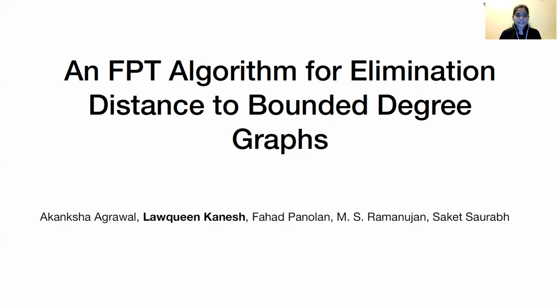Thank you for the introduction. Hello, everyone. So I'll present an FPT algorithm for elimination distance to bounded degree graphs. This is joint work with Akansha Agrawal, Fahad Panolan, M. S. Ramanujan, and Saket Saurabh. It is to appear in STACS this year.